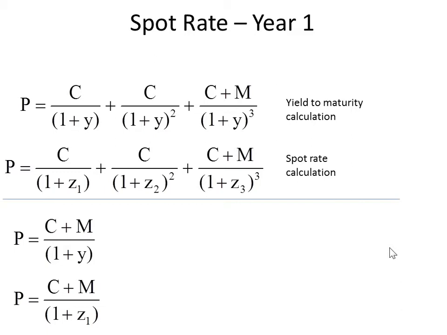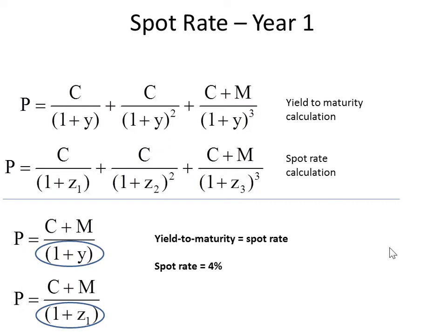P equals C plus M divided by 1 plus the yield to maturity, or similarly, P equals C plus M divided by 1 plus the spot rate. In both cases, C plus M is going to be equal to 105. Our price we already know, and we show it on the other side. If you're looking at these 2 equations, you'll note that everything else is the same in those equations, and given that, we know that our yield to maturity and spot rate in the first period are going to be equal to one another, and our yield to maturity is 4%, so our spot rate is also 4%.